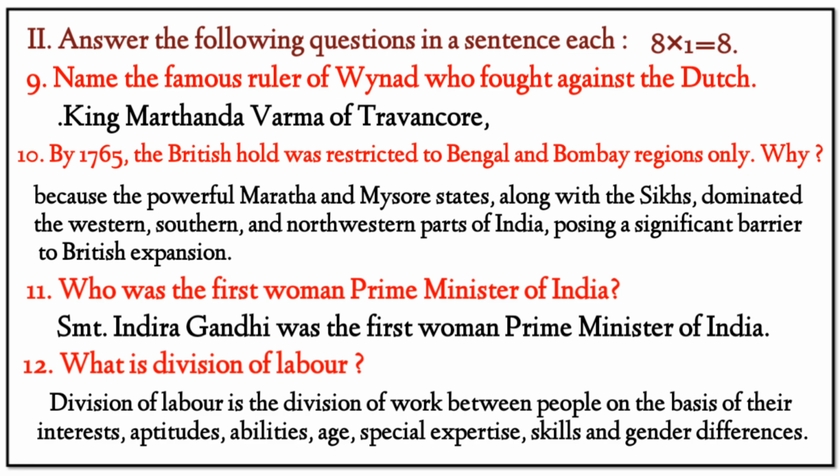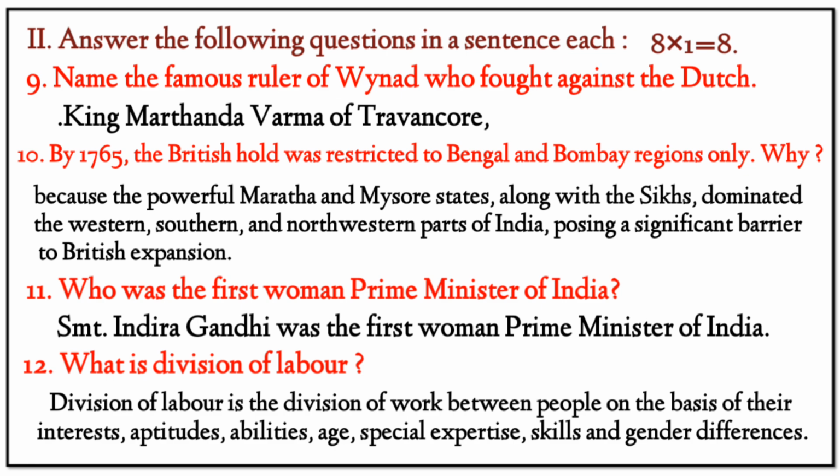Next, 10. By 1765, the British hold was restricted to Bengal and Bombay region only. Why? Answer: because the powerful Maratha and Mysore states along with the Sikhs dominated the western, southern and northwestern parts of India, posing a significant barrier to British expansion. Next, 11. Who was the first woman Prime Minister of India? As we know, Smt. Indira Gandhi was the first woman PM of India.